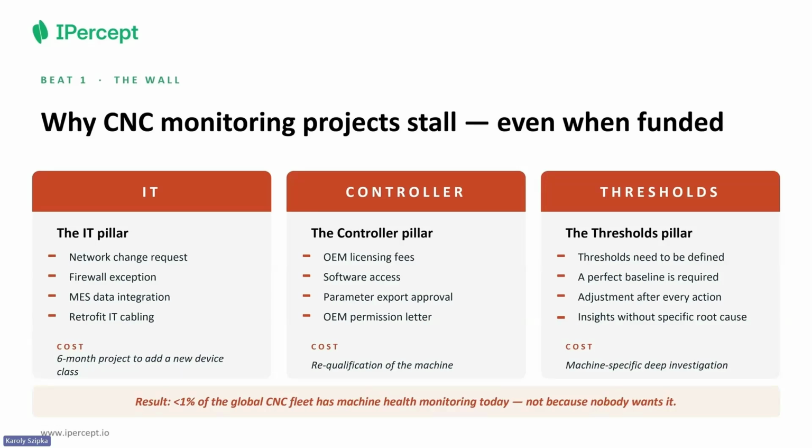The third wall is the thresholds or configuration pillar. And this is the one most people do not see coming until they have already tried. Traditional monitoring solutions need thresholds. Someone has to define what normal looks like for each subsystem and each machine. That means finding a perfect baseline, and adjusting it every time you change a tool, fixture, or program. And after all that effort, the system tells you something is wrong, but it cannot dig into the details of exactly what.